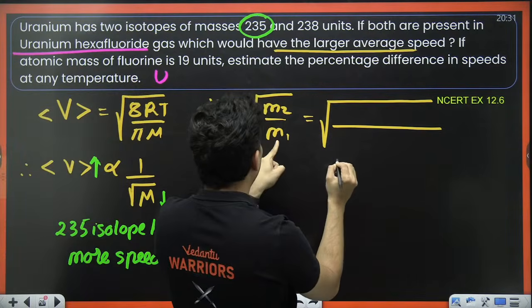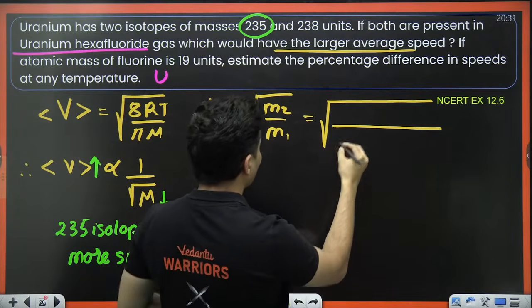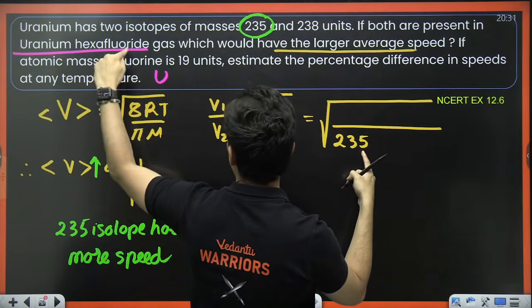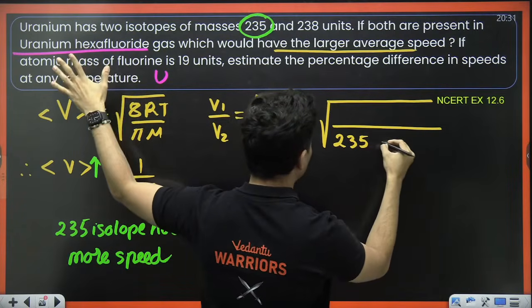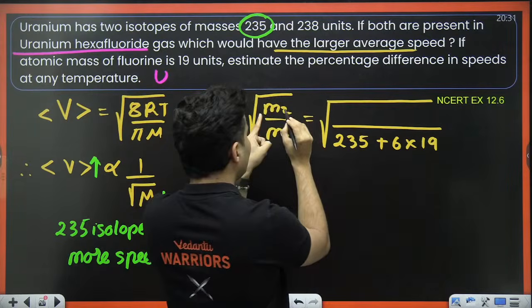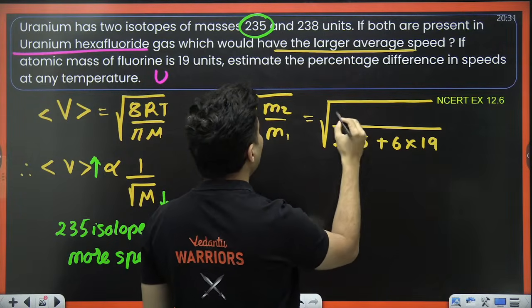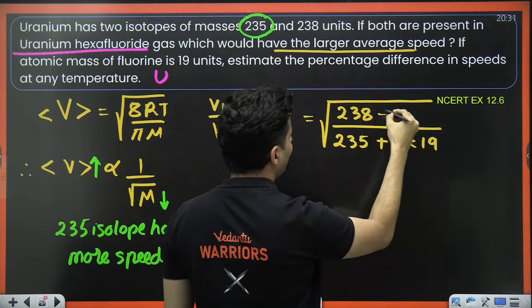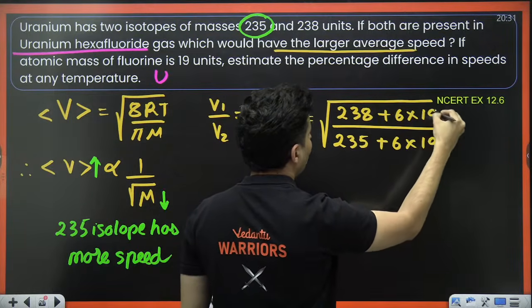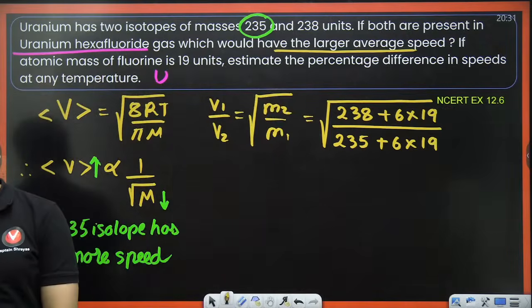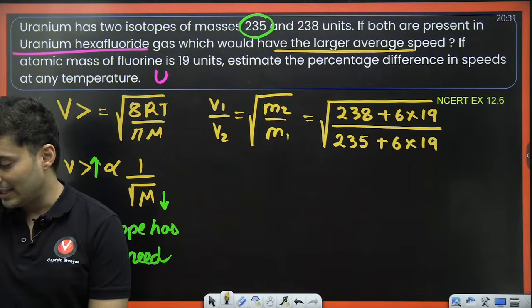So for the first one, it will be 235, 1 uranium, and hexafluoride, so 6 fluorine, that means 6 into 19. Here on the top, you will have uranium, which is 238 plus 6 into 19, because there are 6 fluorine units over there. Exactly. Very good.